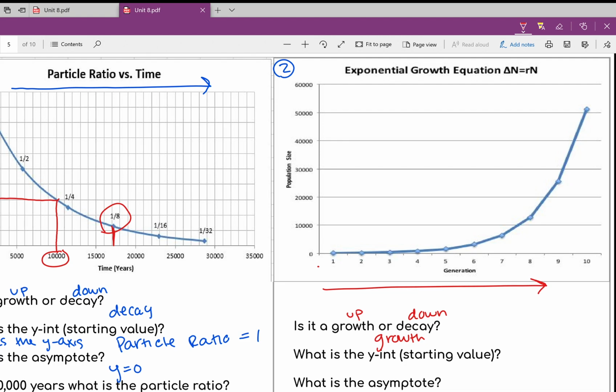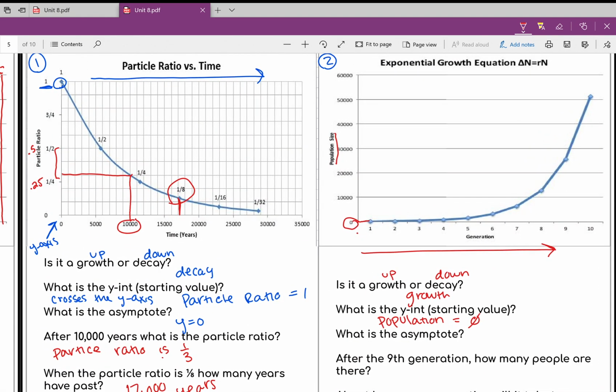Then it says, what is the y-intercept, or the starting value? Notice that our blue line doesn't go all the way to the y-axis, so I'm just going to assume it does. I'm continuing it out here, and it looks like that starting value is exactly at 0. And remember, our y-axis is population size. So at the very beginning, our starting value, we had 0 people. So our population equals 0.